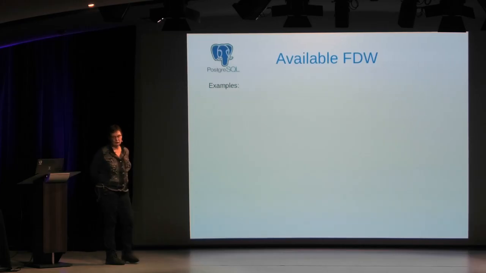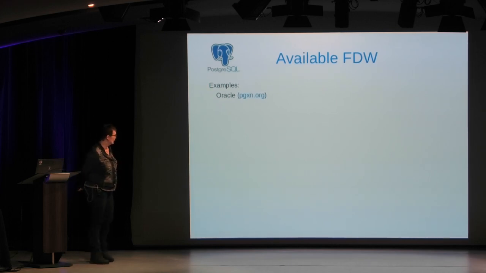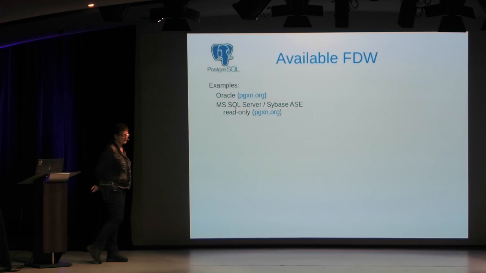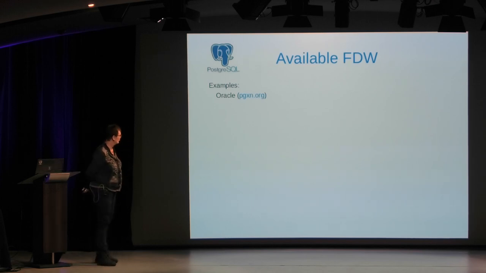So let's go through some of the available foreign data wrappers that we can already use. There is an Oracle foreign data wrapper that is available over pgxn.org. And the Oracle one is read and write. That's where I first started. I started with the Oracle one. It was already implemented with writing at the time I started using it. And I used it for an Oracle cluster, connecting the data, doing some operation on the data, and writing the data back to the Oracle database.